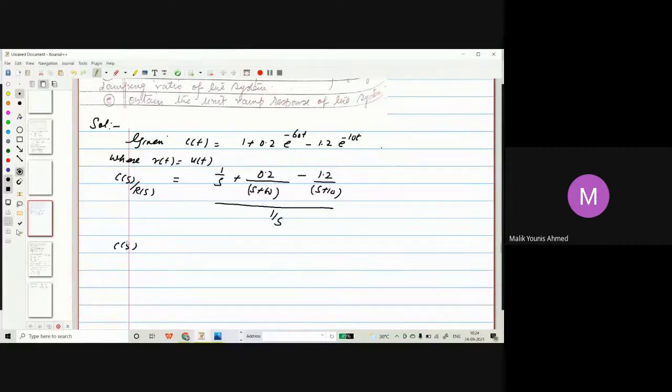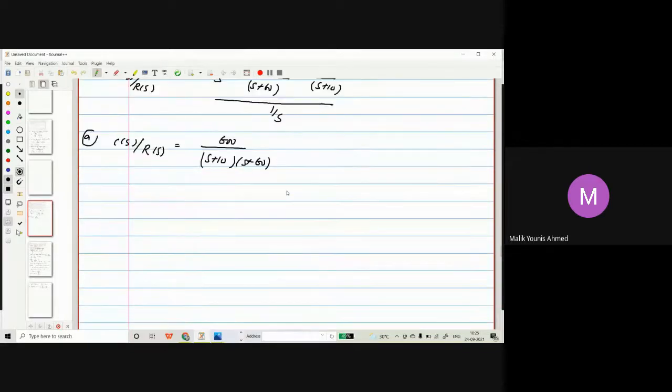C of s part A is C of s by R of s will be equal to 600 divided by s plus 10 into s plus 60, I think. Yes. प्लीज यू नीड टू चेक दिस. ये कैलकुलेशंस तो आपको आती होंगी, इसमें तो कोई खास नहीं है. सेकंड पार्ट क्या कह रहे हैं? अनडैम्प नेचुरल फ्रीक्वेंसी एंड डैम्पिंग रेशियो.